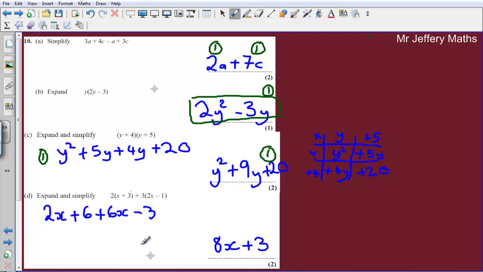And then lastly, 2 marks for part D: 1 mark for expanding correctly, and then the second mark for writing your final answer. Again, if you went straight to 8x plus 3, you would pick up both marks.